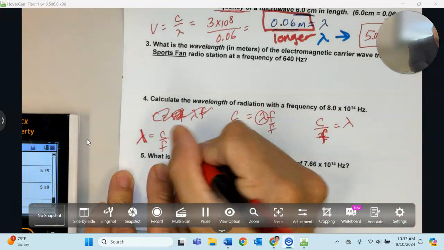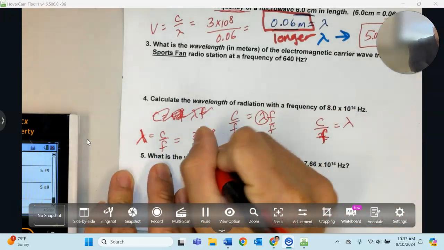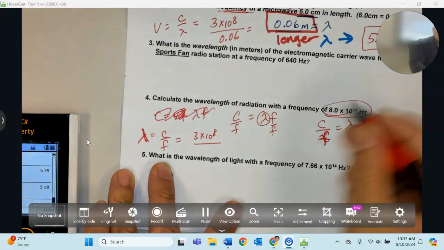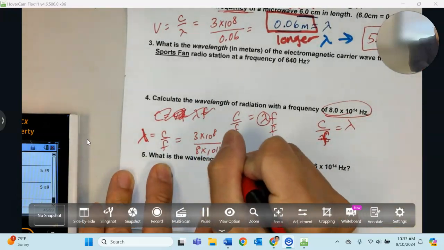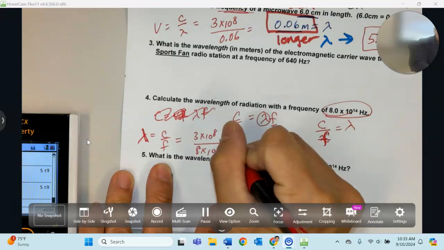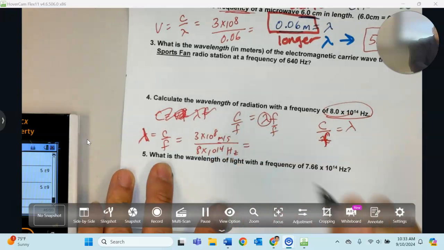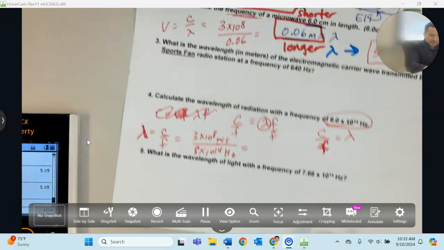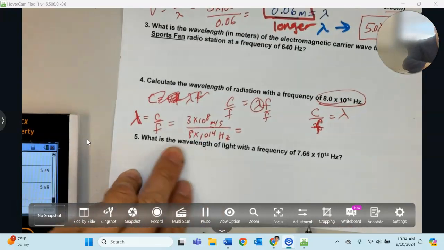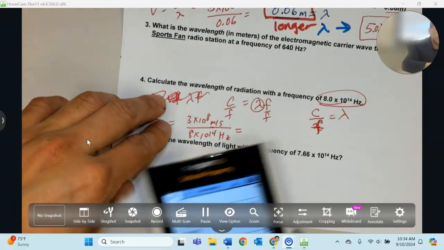Same thing. So C is still 3 times 10 to the 8. The frequency here we have 8 times 10 to the 14 hertz. Meters per second. You can have units. Units not too important here, but just so you know. So now we type that in the calculator.